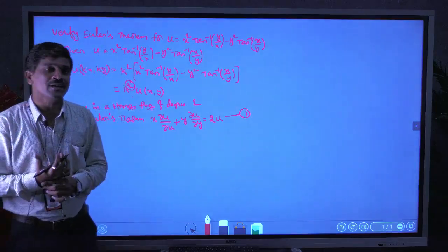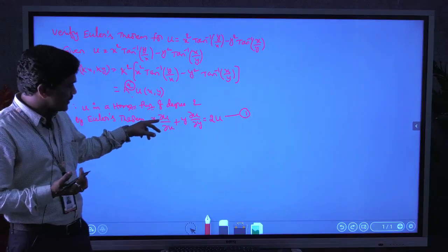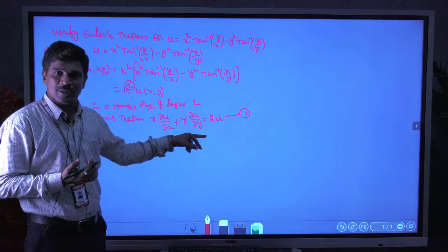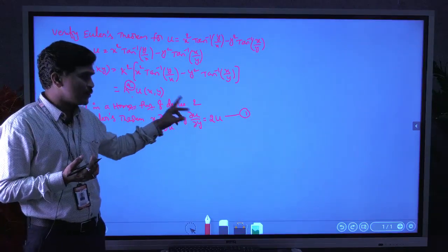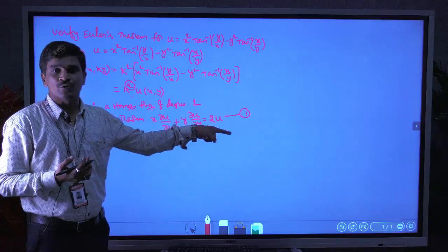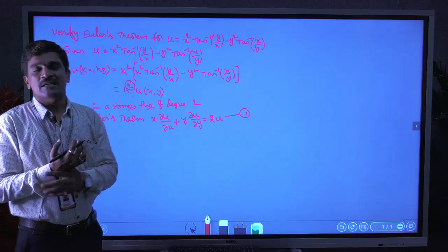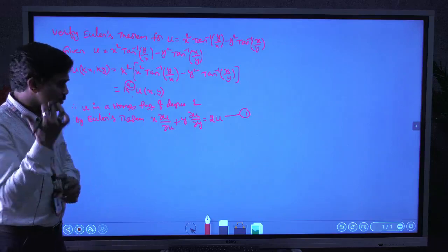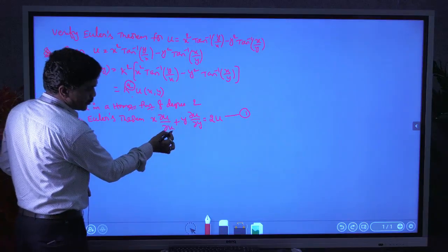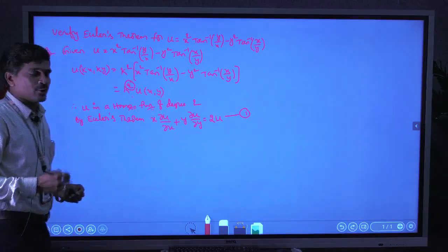Now to verify Euler's theorem, how to verify? Find ∂u/∂x and ∂u/∂y. After that, write x ∂u/∂x plus y ∂u/∂y is 2u. Then it's clearly verified. So first of all, find ∂u/∂x and ∂u/∂y.